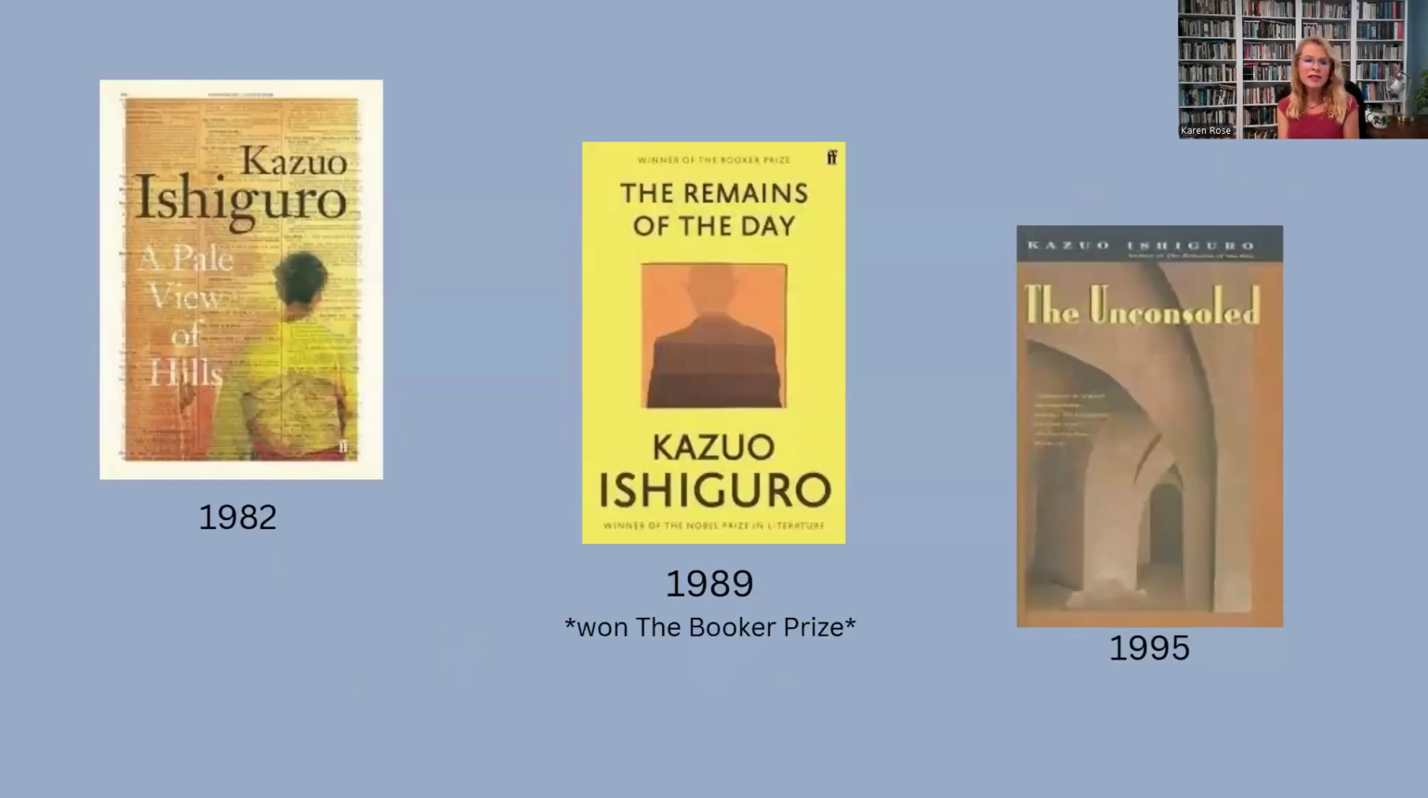These are some of his novels. Like I said, he has eight novels. In 1982, his first book, A Pale View of the Hills. This novel is narrated by a Japanese widow living in England, drawing on the destruction and rehabilitation of Nagasaki.